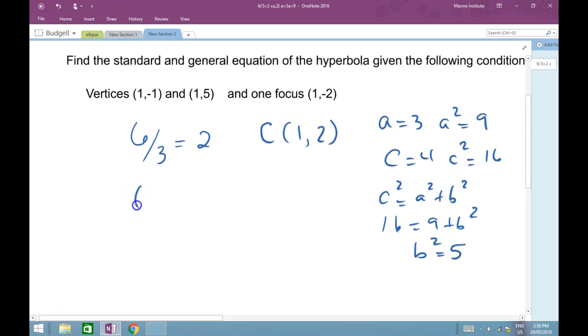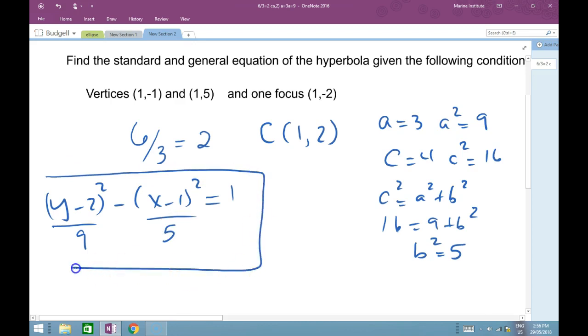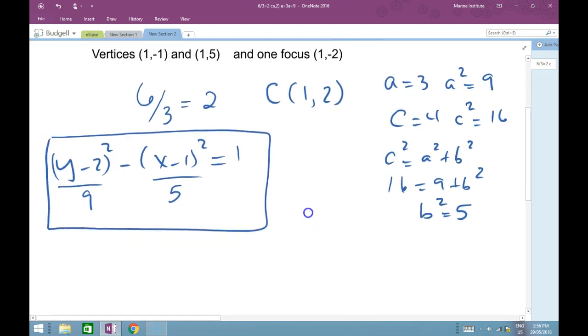So we can say we have (x minus 1) squared. But we have to be careful here. The 1 is the same for the vertices, and it doesn't change. So this hyperbola opens in the y direction. So we have to be very careful, and we have to say (y minus 2) squared first, minus (x minus 1) all squared equals 1. We know the a squared term goes under the y, and the b squared term this time goes under the x. So this right here is a standard equation for the hyperbola.